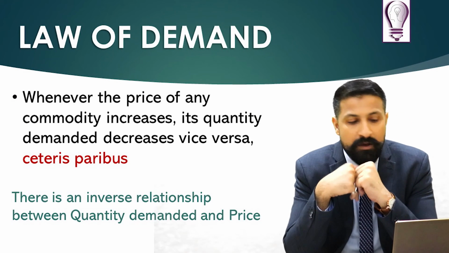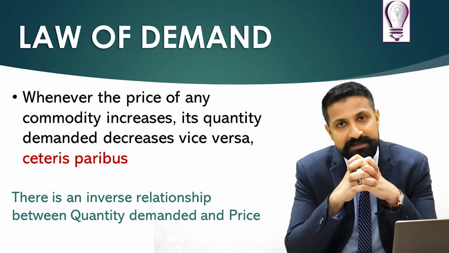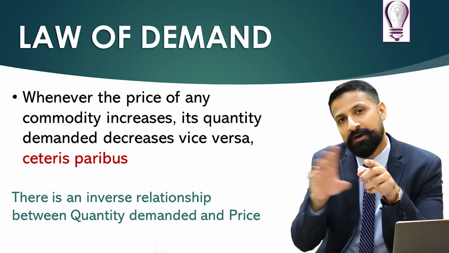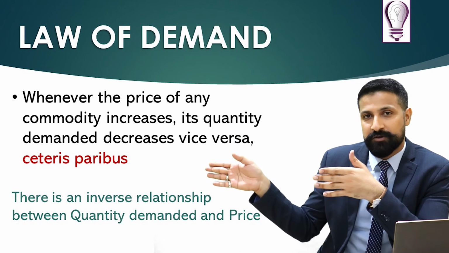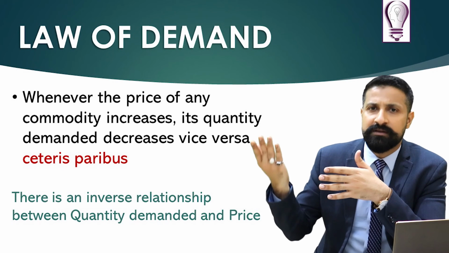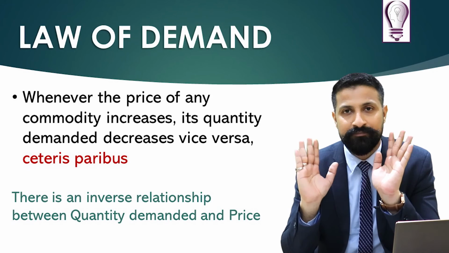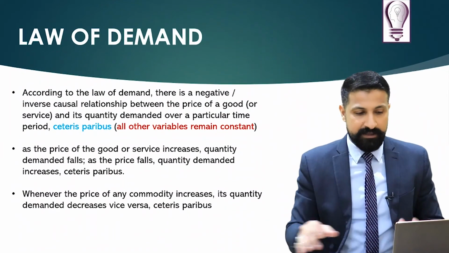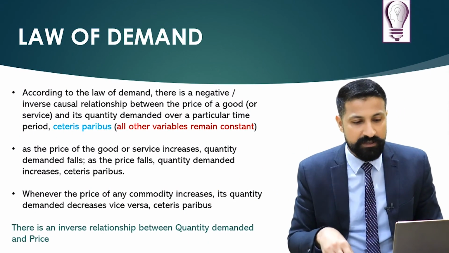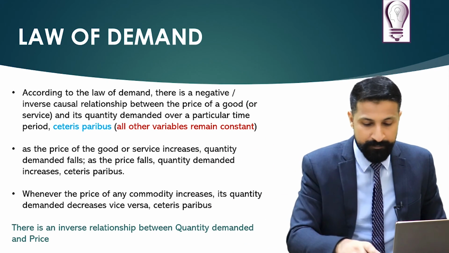More easier version. Whenever the price of any commodity increases, its quantity demanded decreases. Vice versa. Vice versa means the opposite of the same sentence. Like whenever the price of any commodity decreases, its quantity demanded increases. And ceteris paribus. That's it. That is the demand law. It is also complete. And there is an inverse relationship between price and quantity demanded. This is not the law, it's just the sum up of whatever we have discussed till now.